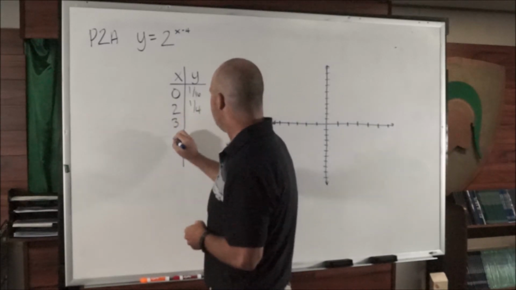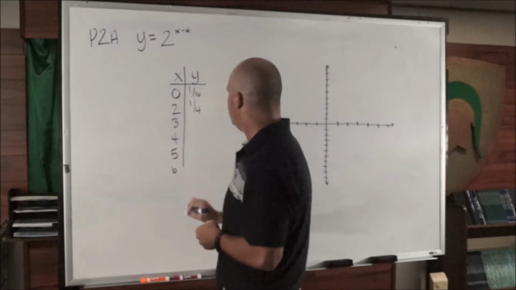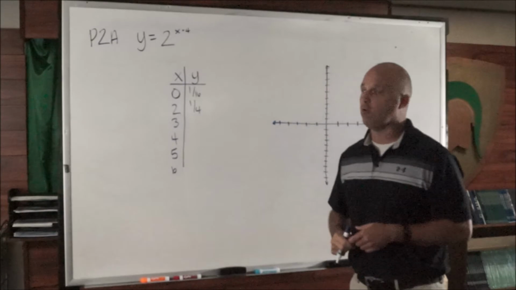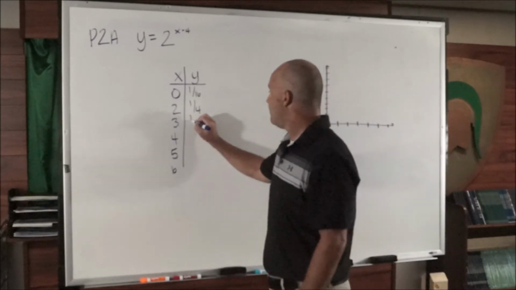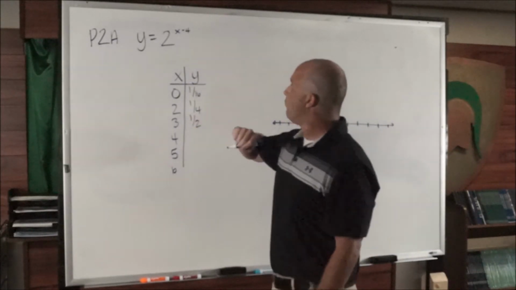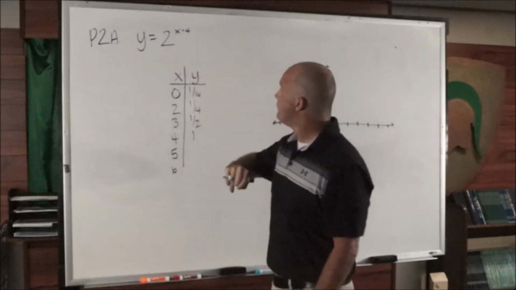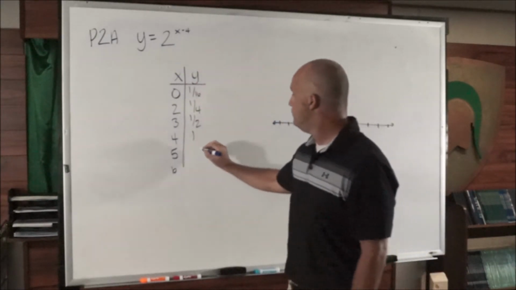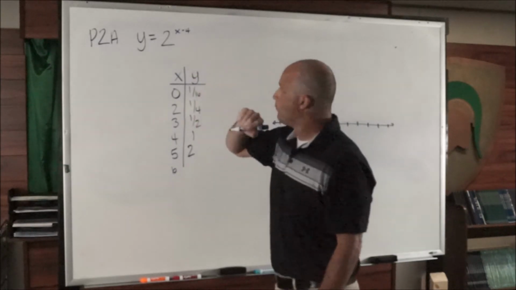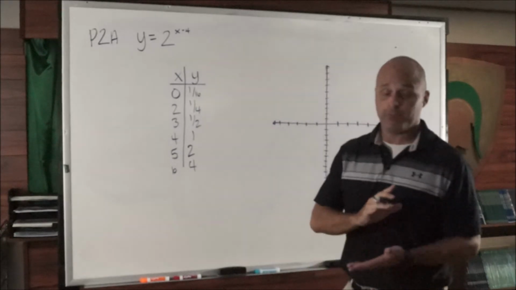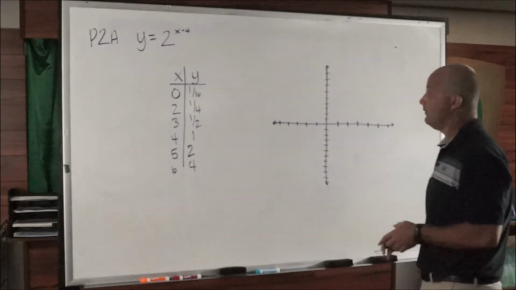Now I'm going to try 3, 4, 5, and 6. So for 3, 3 minus 4 is -1, so I'm going to get 1/2. 4 minus 4 is 0, so 2 to the 0th is 1. 5 minus 4 is 1, so I'm going to get 2. And then 6 minus 4 is 2, so 2 to the 2nd is 4. So now I definitely have plenty of points here that I can graph.